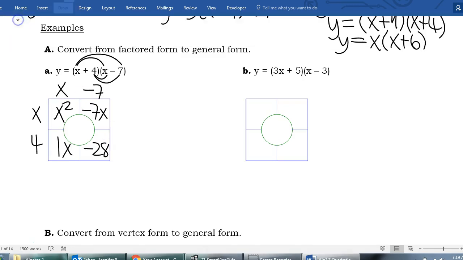So obviously we multiplied to get each of those boxes, and then the circle in the center, we're going to add our like terms. In this case, that's going to be 1x and negative 7x. Those are our like terms that go in the center. So 1x and negative 7x, that's negative 6x. And we are not right because this is a 4.